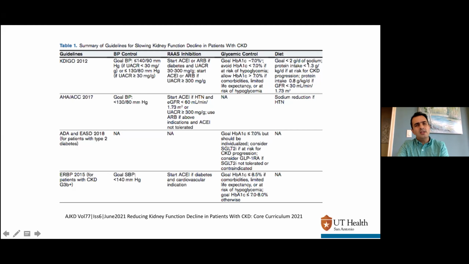In the recommendation, they still have protein restriction for CKD patients, but to be honest with you, we don't restrict protein in our patients, especially in patients with advanced kidney disease, because a lot of them don't have appetite, and there is a risk of malnutrition in these patients. So I don't do a protein restriction for these patients.